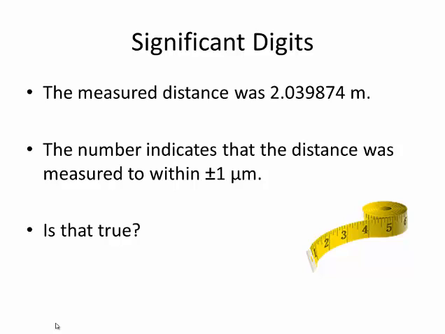The number of significant digits in a number indicates the precision of the measurement or quantity. If someone reports that they measured some distance to be 2.039874 meters, they are indicating that they were able to measure the distance down to plus or minus 1 micron, or plus or minus 1 times 10 to the minus 6 meters. That is pretty precise. Are they correct? Maybe, maybe not. It depends upon what equipment they use to measure the distance. It would not be a common practice to measure a distance that precisely. They needed to use some rather sophisticated equipment.